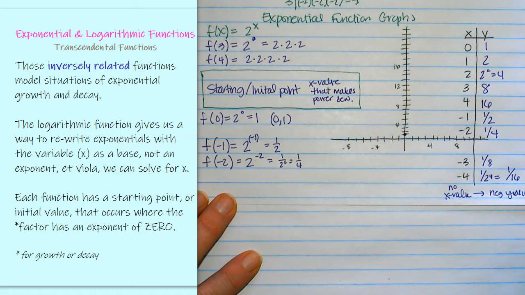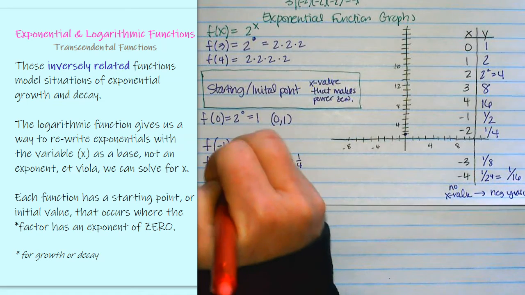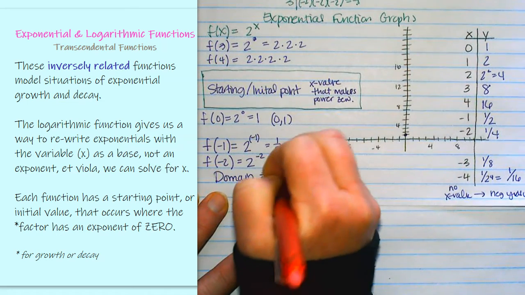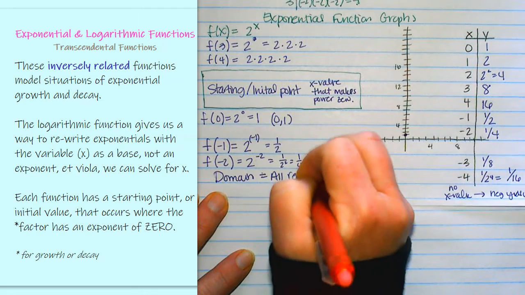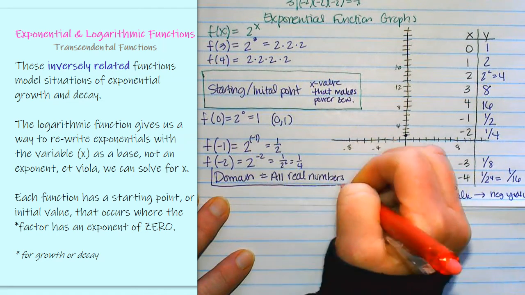And you could plug in any number that you wanted. You could plug in negative 2.5. You could plug in 3.5. We need calculators to figure out the decimals for those numbers, but the domain for an exponential graph is all real numbers, or negative infinity to infinity. So that's another thing you need to note.